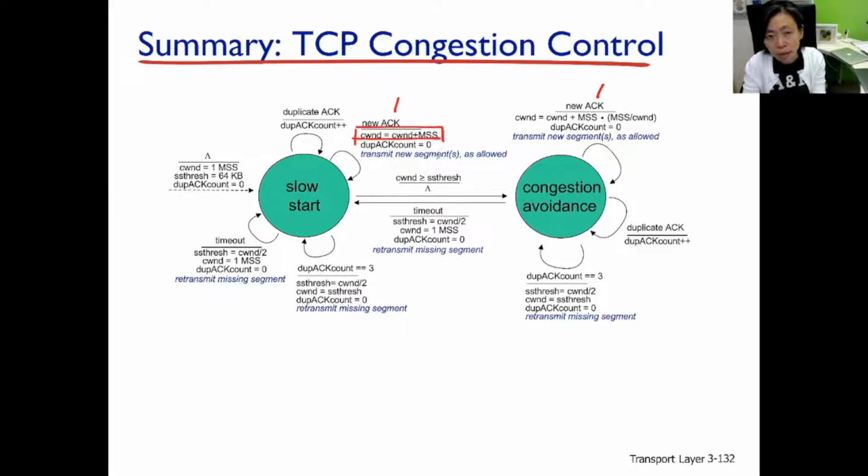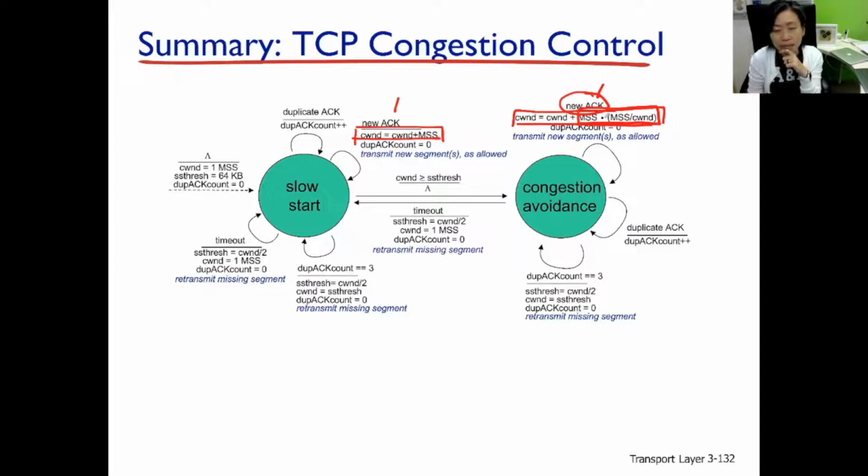In SS, in slow start, we're incrementing the window size by 1 segment per ACK. Here, we need to increase the window size by 1 segment per round trip time. So be very, very careful here. This is receiving an ACK. Now, we check, and we see that 1 round trip time has elapsed. So we need to figure out exactly the amount to increment the window size so that after 1 round trip time, the increment will be exactly 1.